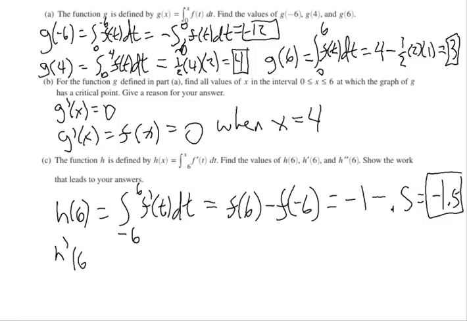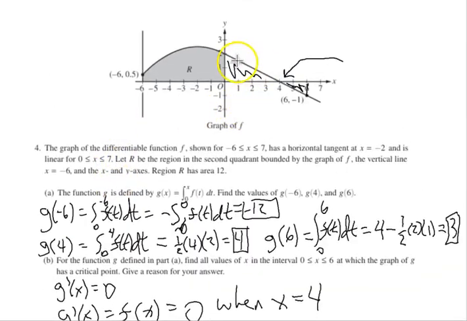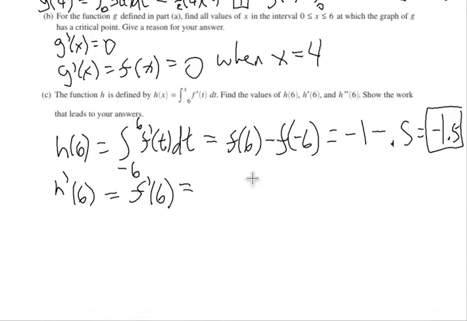H prime of 6 is equal to f prime of 6. Now, f prime, based on the graph, is the derivative at this point right here. They told us the graph is linear, so we could just use the slope of the line, which you could see the slope triangle is down 1/2, so it's -1/2.